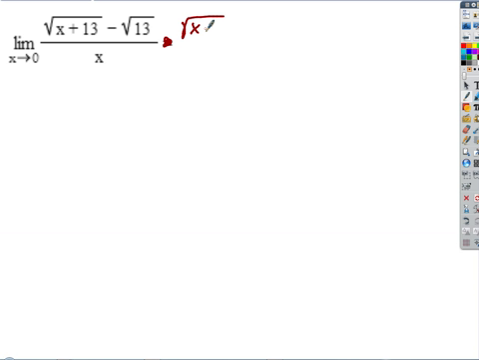That's important, that's a common mistake. Remember, all the conjugate does is change the operator between the two terms. That's it. None of the other signs change. So square root of x plus 13 minus square root of 13 divided by itself. Plus 13, sorry, there you go. There we go, okay?